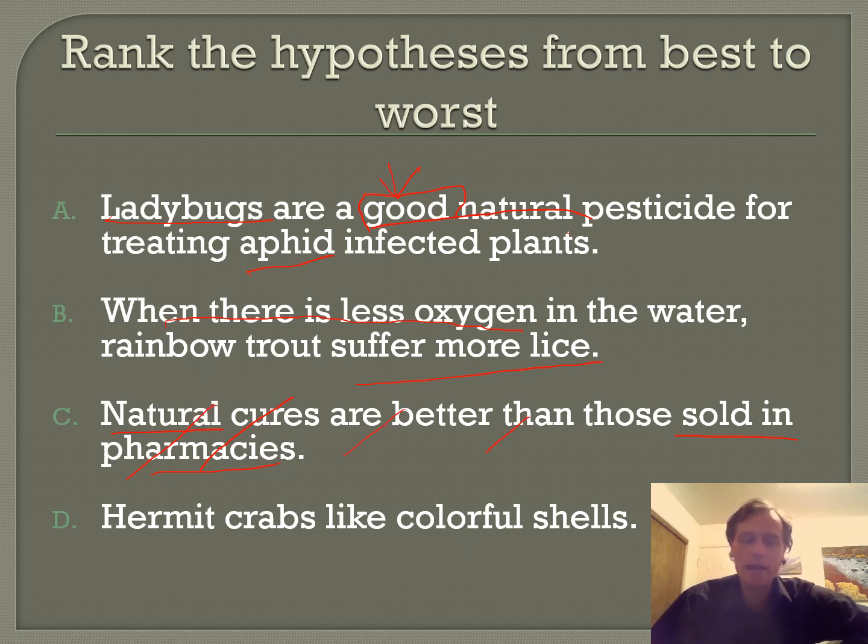Hermit crabs like colorful shells. This one also is terrible because "like" is not something we can measure. You could perhaps measure it in human beings because we are able to speak and communicate really well, but hermit crabs are not known for their conversational skills. So C and D, absolutely terrible. And then we'd probably want to go with B as the best, and then A as sort of a middle ground. Simply, the problem being is "good natural pesticide." Good is not measurable.